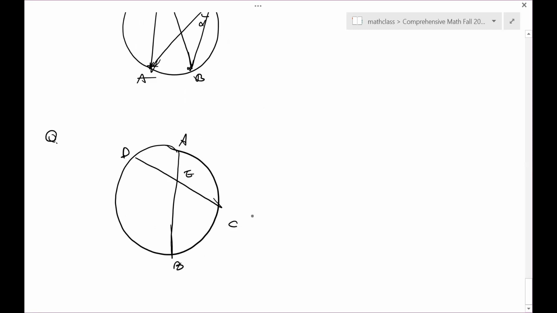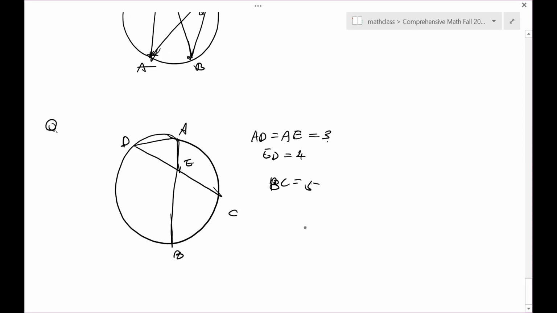So AD equals AE equals 3, and ED equals 4. And then BC equals 5. We want to find the area of the triangle BCE.